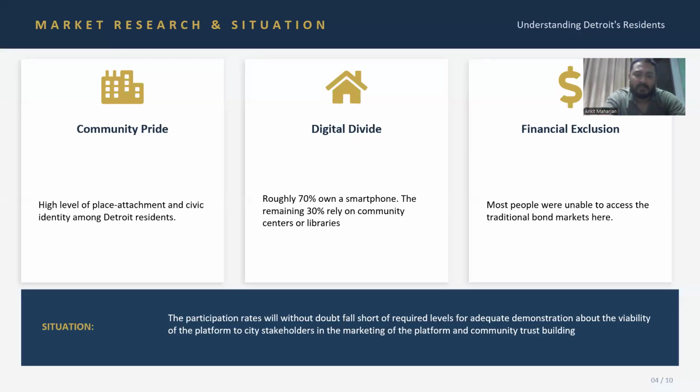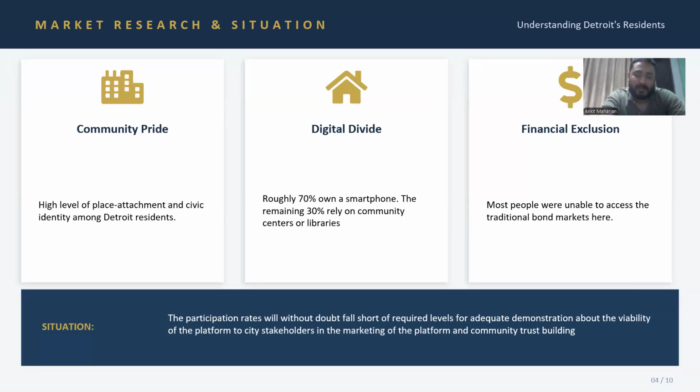This is the market research situation. Before you market anything, you must understand your audience. Let's look at Detroit. Three things stand out. First is community pride. Detroiters have a strong sense of place, which is actually a marketing advantage if you frame the investment in the right way.